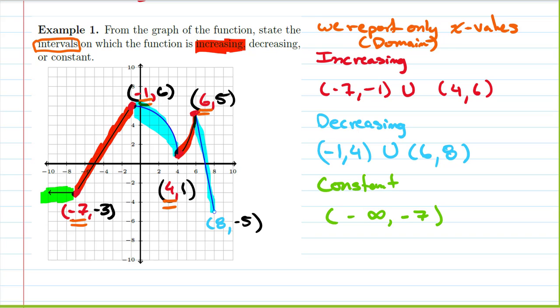So the place where people get caught up the most on these problems is we want to include y values. So when we're talking about increasing, decreasing, and constant, we report only x values, or our domain values. The y values are only there to help us see when the graph is going up or coming down.